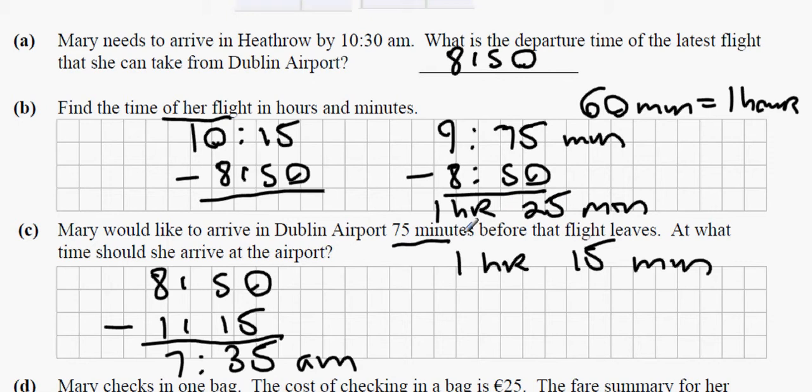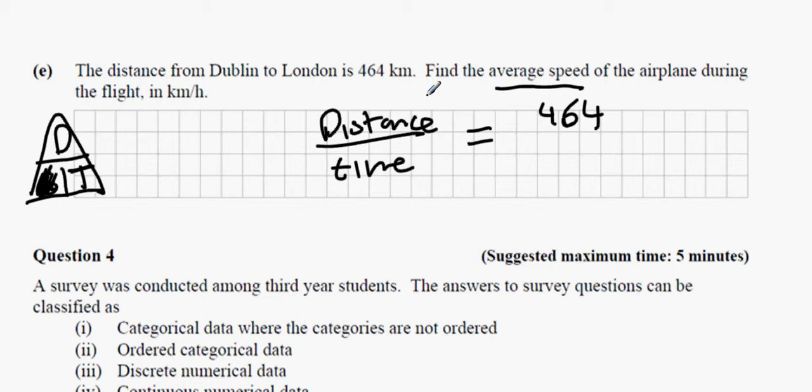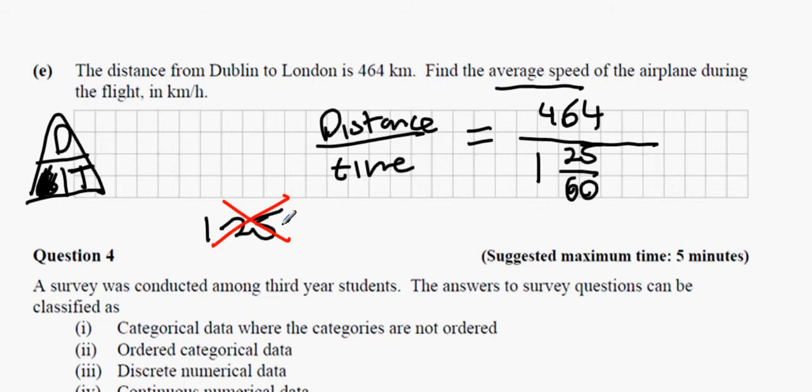Now please, you don't want to make a mistake with this, okay? What you have to realize about the time is that it's 1 hour and 25 minutes out of 60. It's 25 minutes out of 60, so don't write down 1.25. That would be wrong. So what you want to write down is 1 hour 25 minutes out of 60.